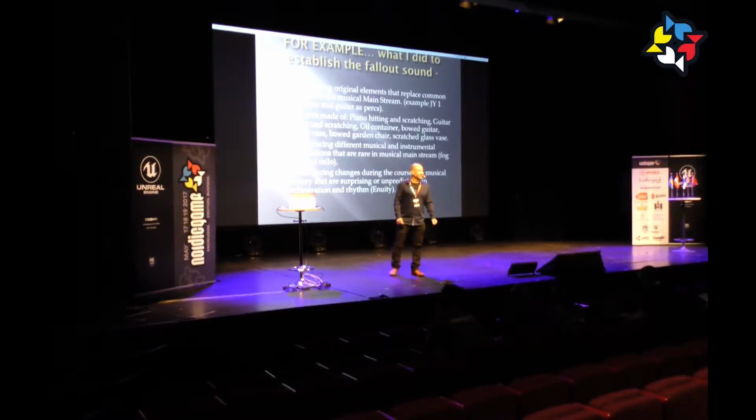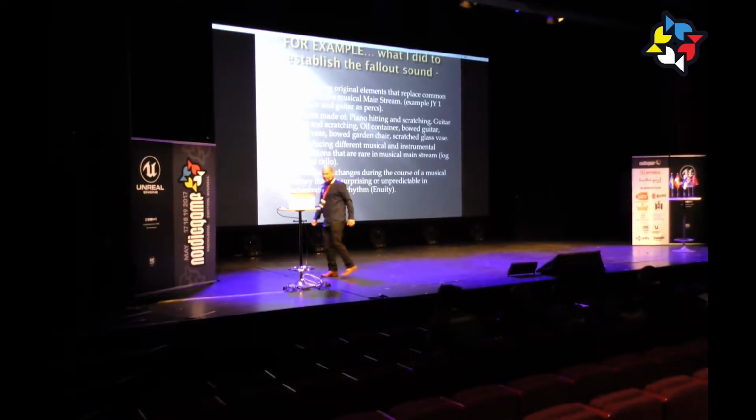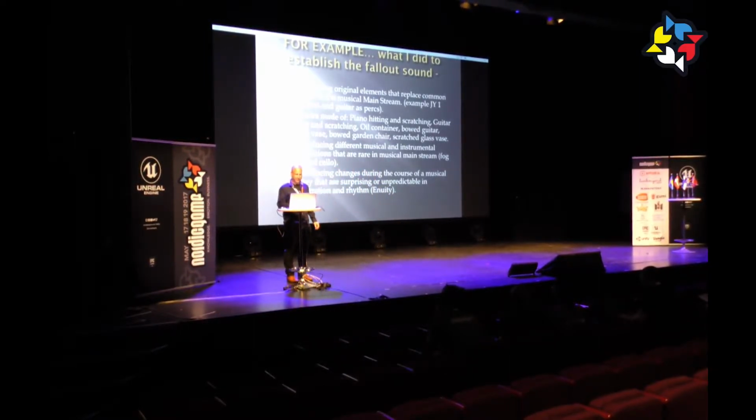Foghorn. So we have piano, cello, and a foghorn. And that's what gives Fallout really its real color. The other idea is actually surprising the audience. So let's take everything we know. Here we had foghorn. Forget about foghorn.